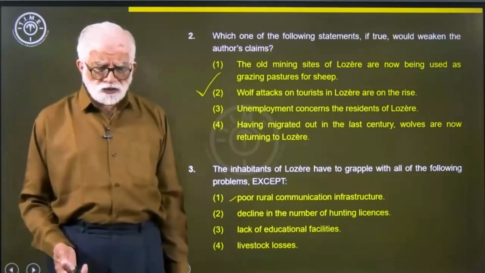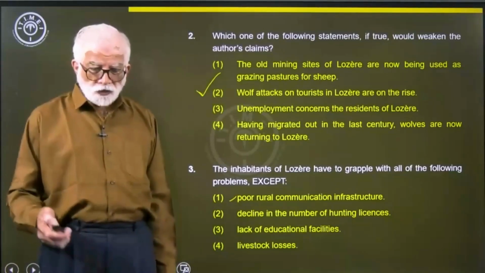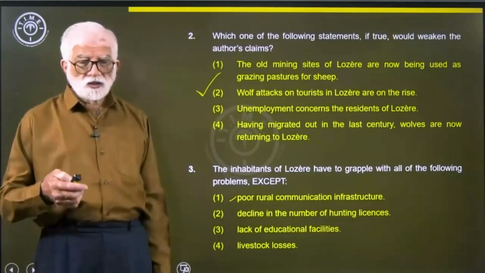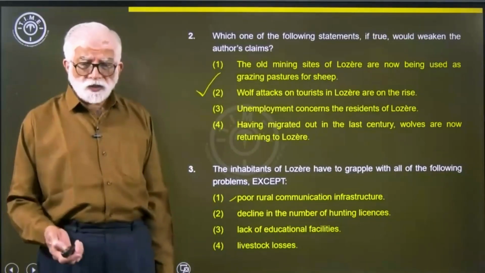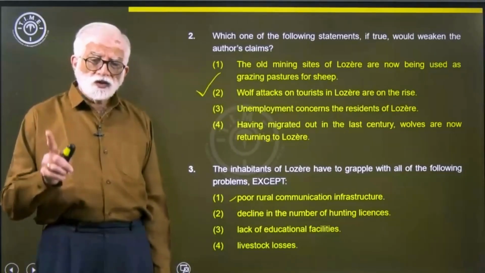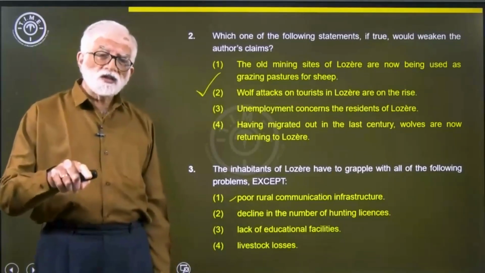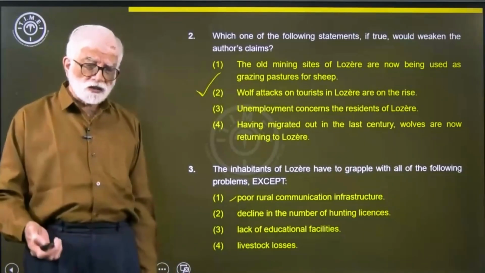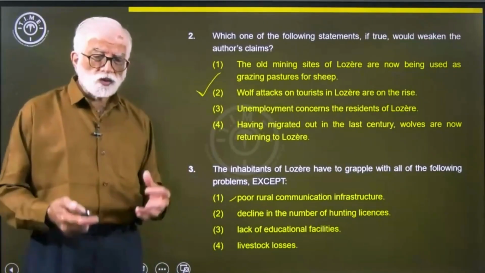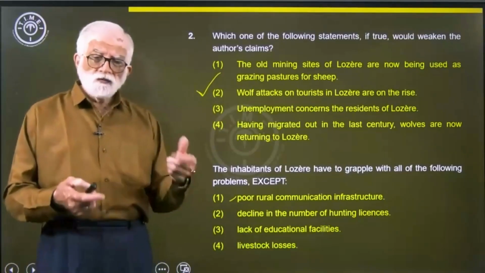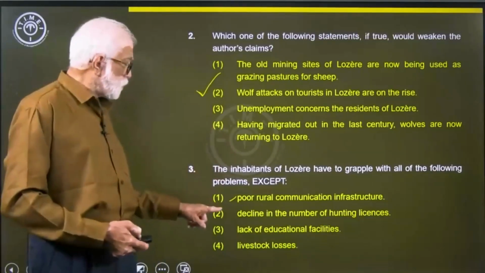Decline in the number of hunting licenses. Now, if you say decline in the number of hunting licenses, you're talking about the fact that this is, let us say, one of the reasons that wolves have come back, right? So the point is, we talked about the return of wolves. And if you talk about the return of wolves, then decline in the number of hunting licenses has prompted the return of wolves because there are less hunters. So that indicates there are less people who really want to hunt wolves. So, if there are less people who want to hunt wolves, then wolves are coming back, and then that's a problem that the inhabitants of Lozère have. So, which means we'll accept that also.